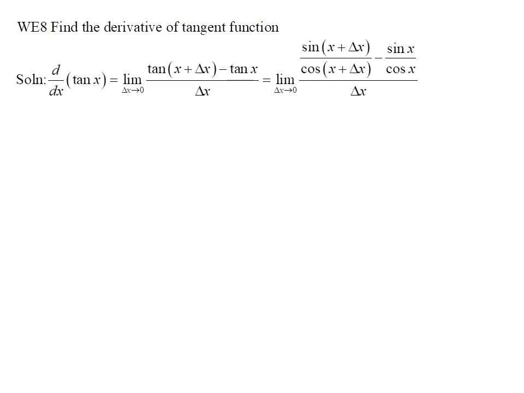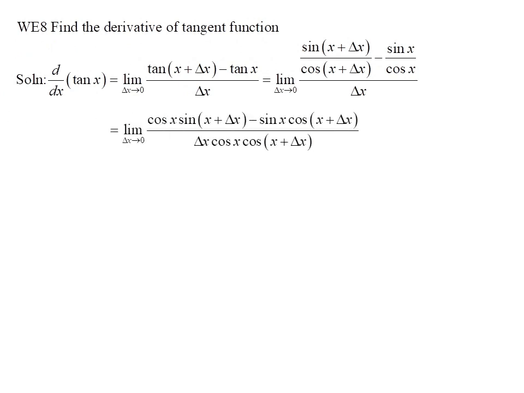Example 8 is to find the derivative of tangent function. According to the relation of trigonometric functions, the derivative of tangent x is transformed to the limit of cosine x sine x plus delta x minus sine x cosine x plus delta x all over the product of delta x, cosine x, and cosine x plus delta x. The details of the transformation you can read on the screen.